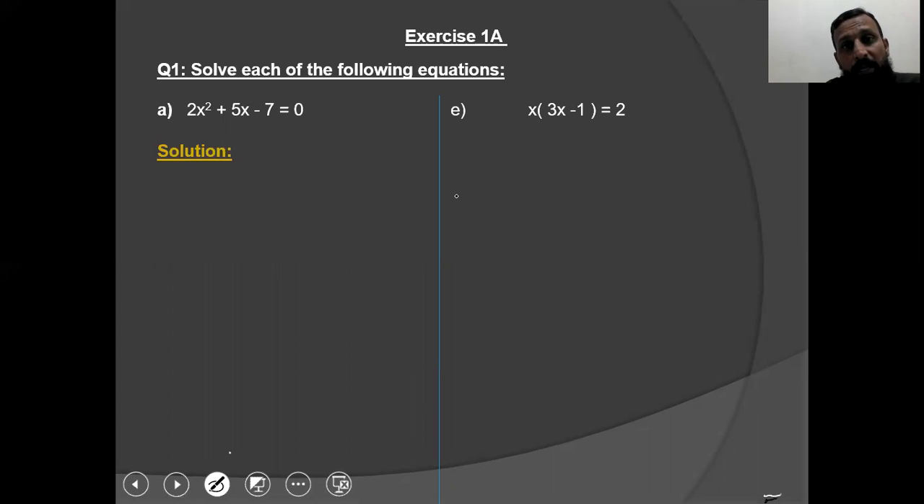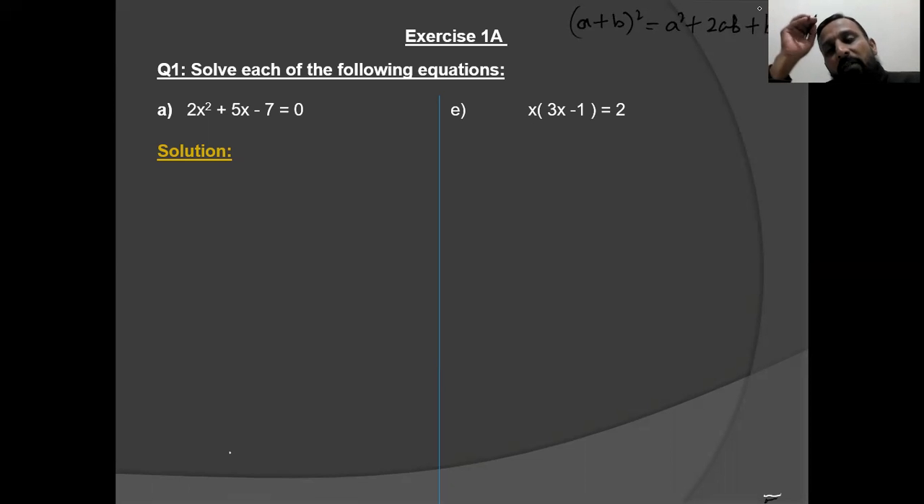This is exercise 1A of your maths book 3. Solve question number 1. Solve each of the following equations. The first one, part A, is 2x squared plus 5x minus 7 equals 0. Now we need to apply some factorization technique to solve this. If you want to apply factorization technique, again there are 2 methods. One is by using identity. That is, if you recall this identity, (a plus b) the whole square equals a squared plus 2ab plus b squared.